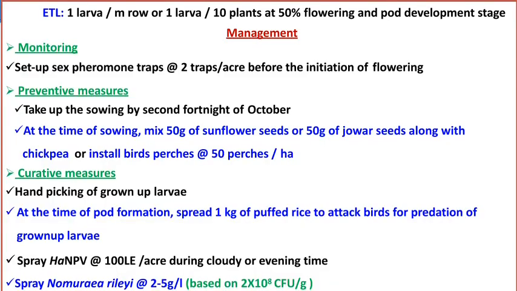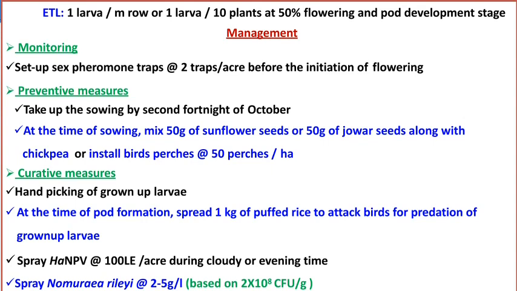For the management of Helicoverpa armigera, we can install sex pheromone traps for monitoring purposes. Then take up sowing in the second fortnight of October, that is the adjustment of sowing. Then mix sunflower seeds or jowar seeds along with the chickpea as an intercrop, and also install bird perches. For curative purposes, hand pick the grown up larva, and at the time of pod formation, spread 1 kg of puffed rice to attract birds for predation of the grown up larva.